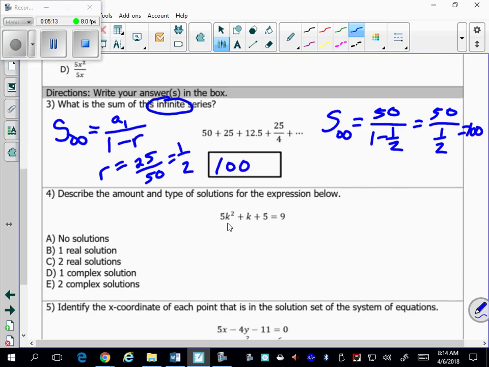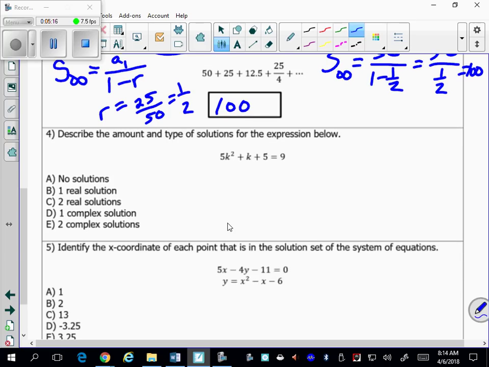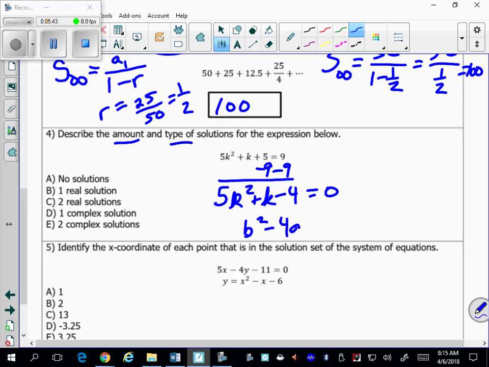Number 4, describe the amount and type of solutions for the expression below. I see a quadratic, so move every term to one side, and let's start the quadratic formula. To do this, you need to have your equation equal 0. Actually, since we're finding the amount and type of solutions, you don't need the whole quadratic formula. You just need the b squared minus 4ac, and doing this will tell you what type of solutions they are.